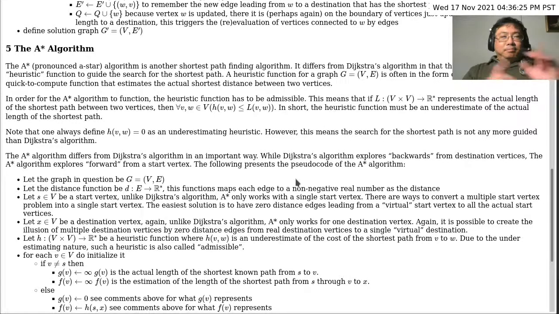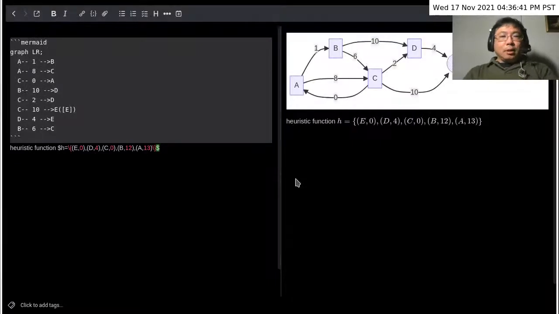So anyway, let's get back to the A-star algorithm. The A-star algorithm attempts to solve exactly the same problem as Dijkstra's algorithm. In other words, you're given a graph. Okay, so let me switch to Joplin. So you're basically given a graph exactly like what we had on Monday.